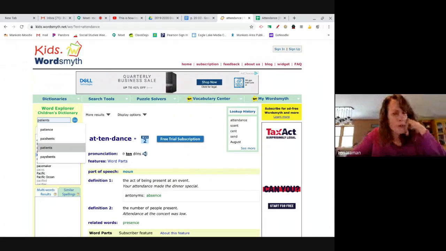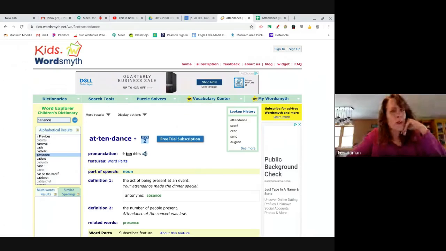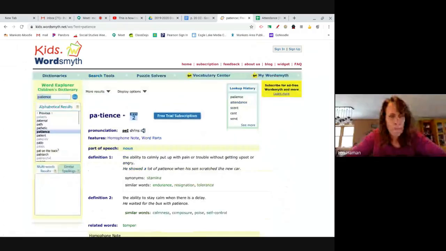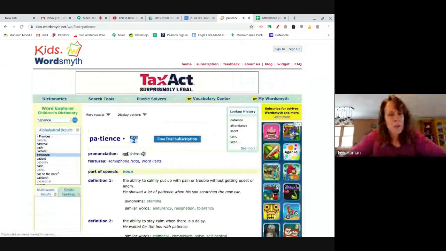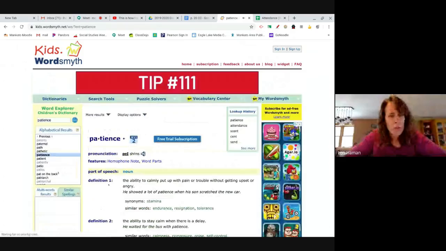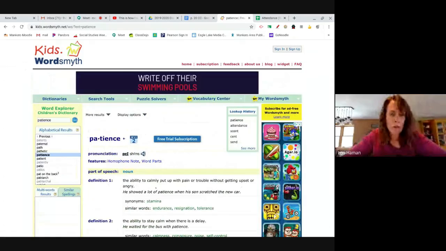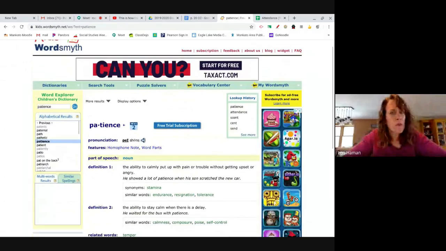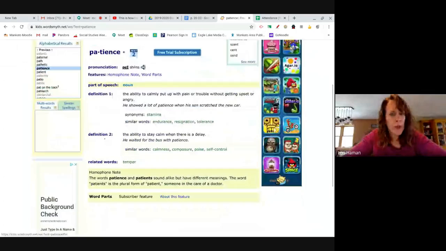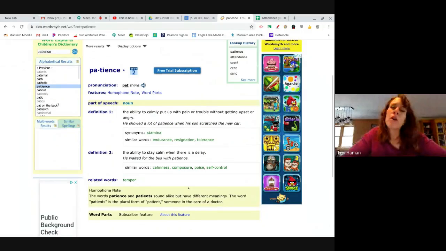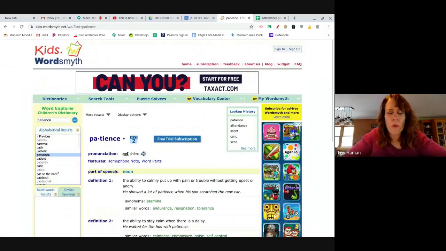Could this be one of those homophones? Let's click on this one. Patience. All right. Look at the definition. The ability to calmly put up with pain or trouble without getting upset or angry. That's the one, right? Notice the homophone note. Yep. The word patience and patients sound alike. They have different meanings. The one with the T on the end, that's someone in the care of the doctor. We want the one that means wait nicely. So we have the right one.